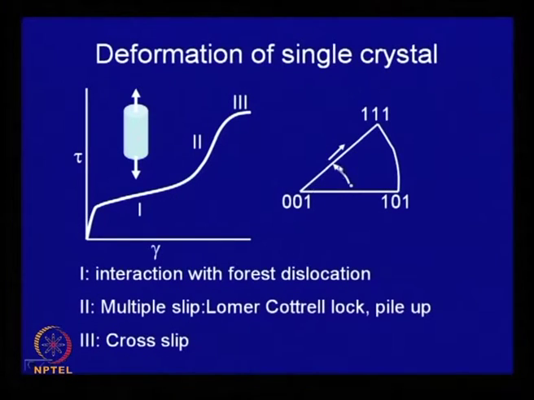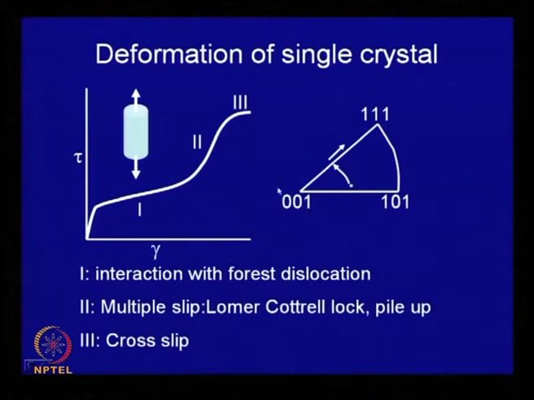Now, when the orientation reaches here, you have multiple slip taking place, and when slip takes place on more than one slip system, then a dislocation moving on one plane will interact with a dislocation moving on another, it will form a Lomer-Cottrell lock, and there will be large strain hardening. It will also lead to the formation of dislocation pileup, because it is quite likely the dislocation moving on one slip plane will reach the boundary, which is a barrier, or will reach a Lomer-Cottrell lock, that is a barrier, and further movement is prevented. So this is a situation where you have severe strain hardening, and the main mechanism of strain hardening is formation of dislocation locks like Lomer-Cottrell lock and dislocation pileup.